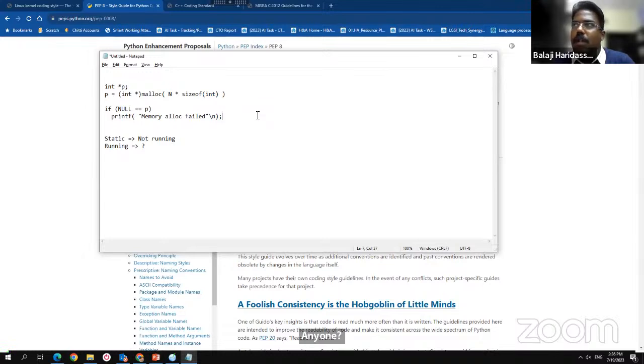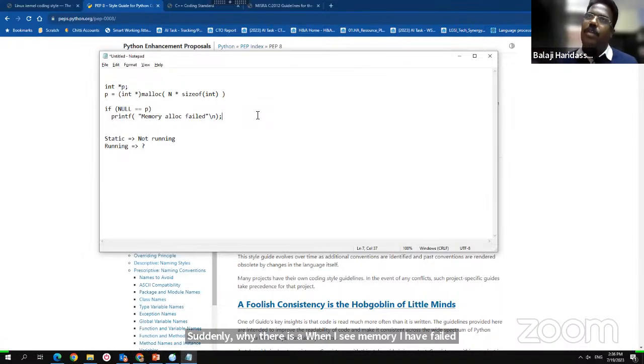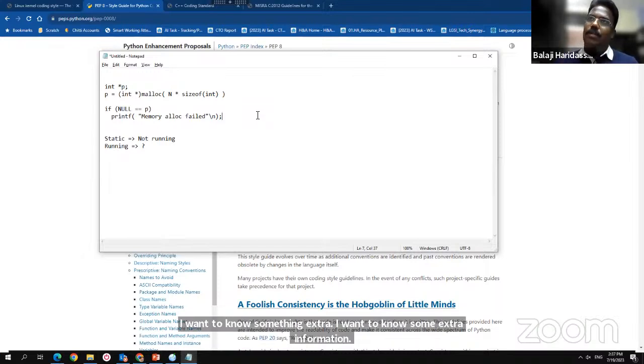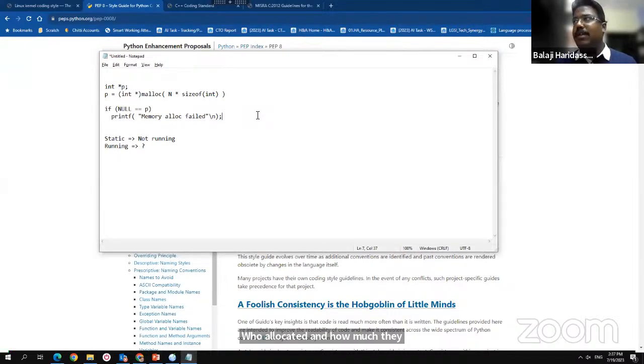In your code, there could be so many memory allocations, right? Suddenly, why is there a memory alloc failed? When I say memory alloc failed, I want to know something extra. I want to know some extra information: who allocated and how much they allocated. This is very important. Without this, I have no clue what is happening in the code.